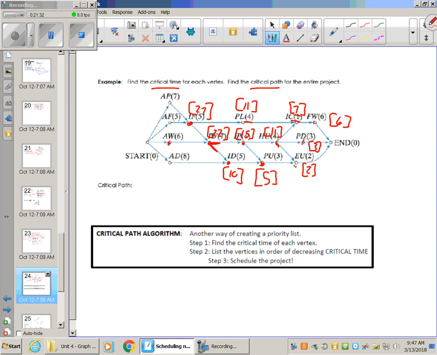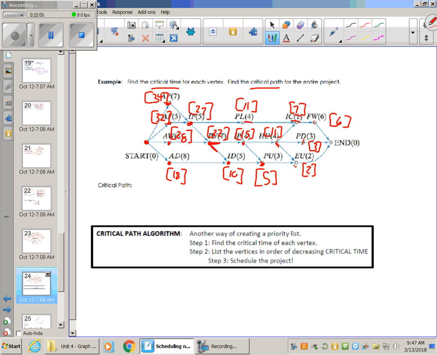Alright, A is pointing to one thing, so that's 6 and 22 is 28. AD is pointing to one thing, so that's 8 and 10, which is 18. AP is pointing to one thing, so that's 7 and 27, which is 34. And lastly, AF is pointing to one thing, that's 5 and 27, which made 32. Okay, so we have the critical times of all of our vertices.